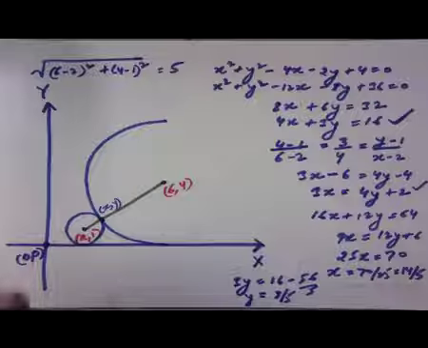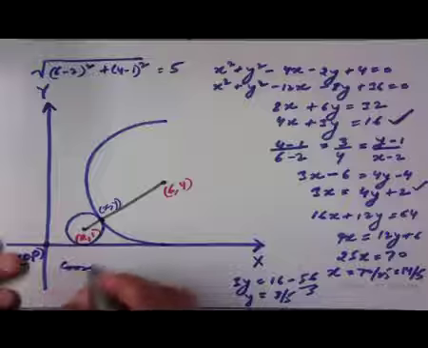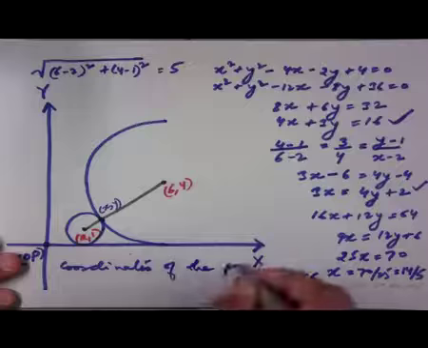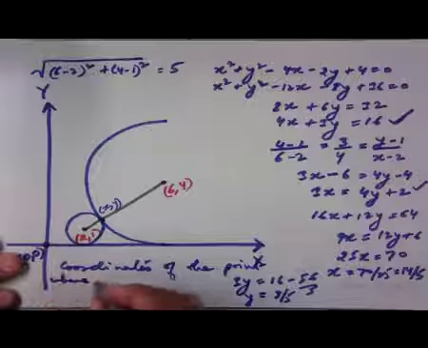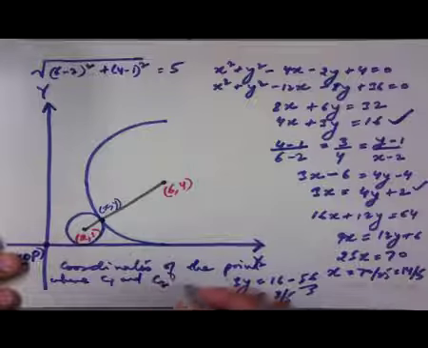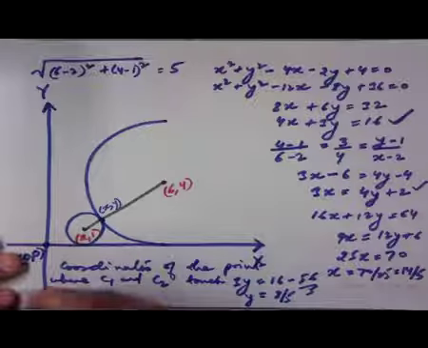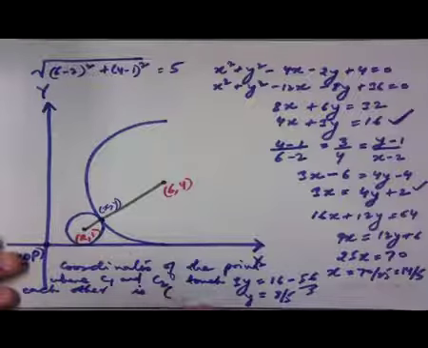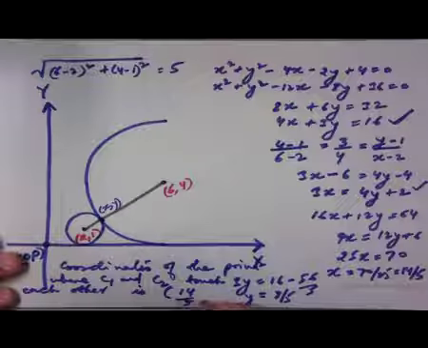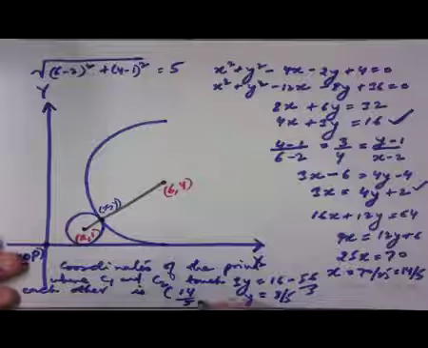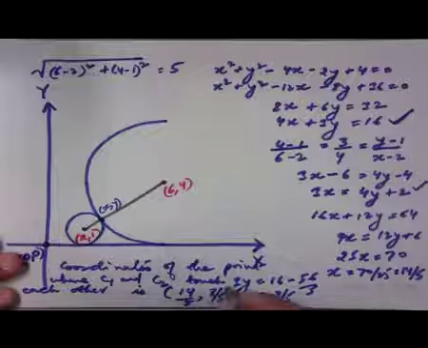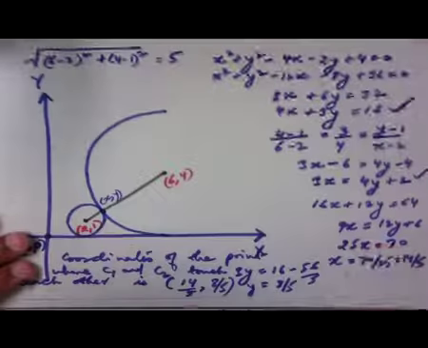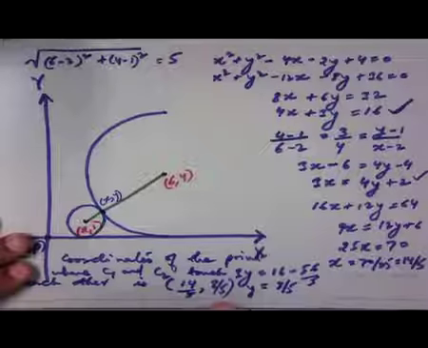So, the coordinates of the point of contact, of the point where C1 and C2 touch each other, is 14 by 5 comma 8 by 5. So, the coordinates of the point where they touch each other is 14 by 5 comma 8 by 5.